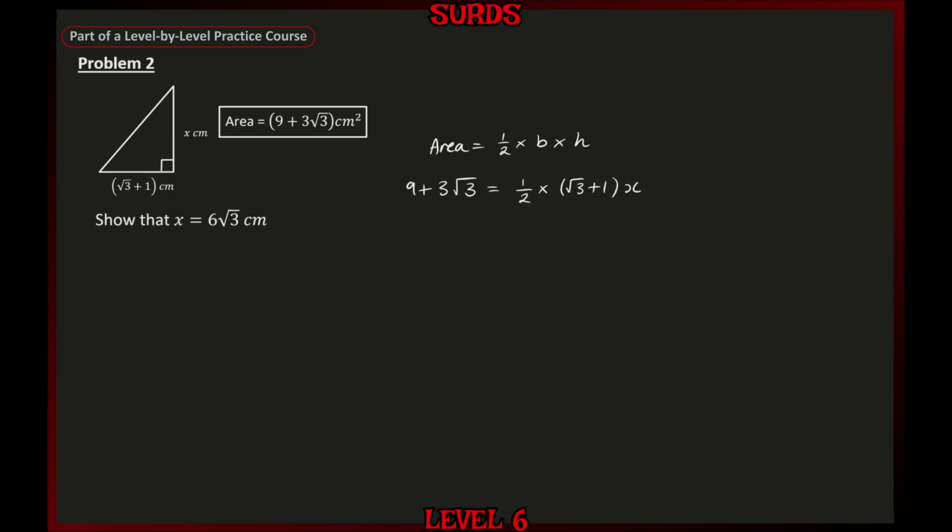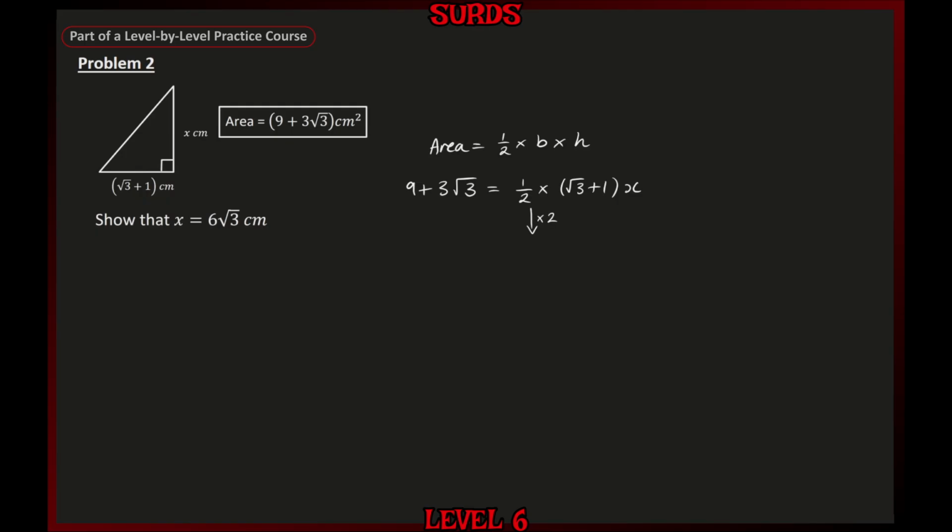So what we need to do now is solve this equation. So the first thing I'm going to do is remove the times a half from the right-hand side, because that's slightly annoying. So we can remove a times a half by either dividing by a half, or equivalent to that, we can just multiply by 2. So that's what I'm going to do.